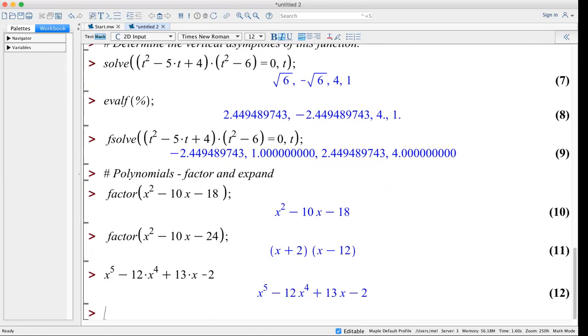I mean, here's a polynomial. It's hard to figure out by looking whether or not this factors. Let's see. Let me give the command to factor it. It does factor. This is a polynomial of degree 5, and it factors into a polynomial of degree 1 and a polynomial of degree 4.